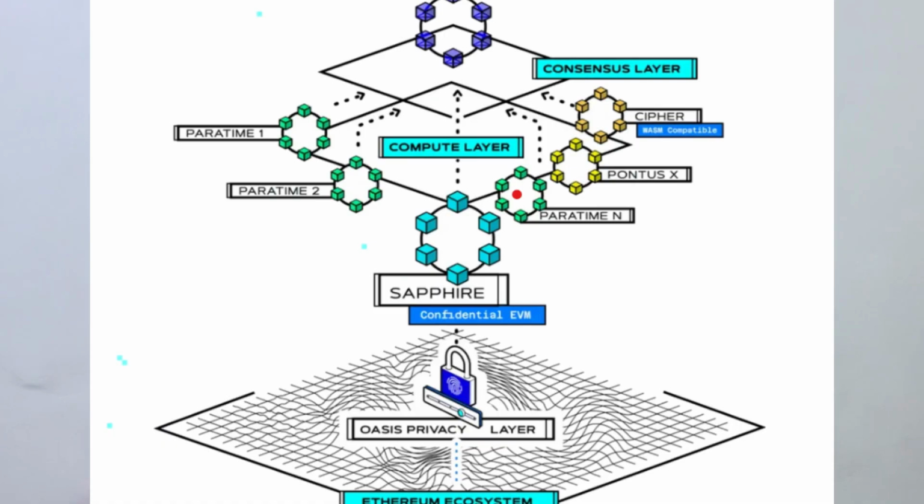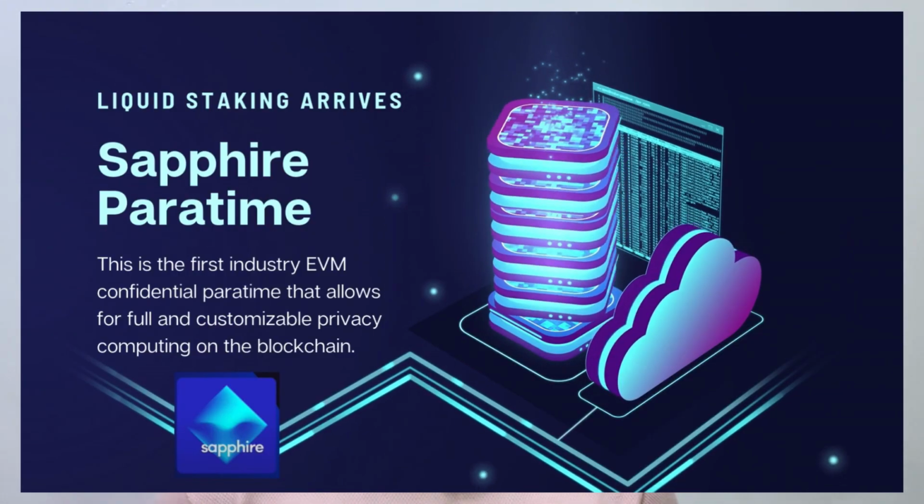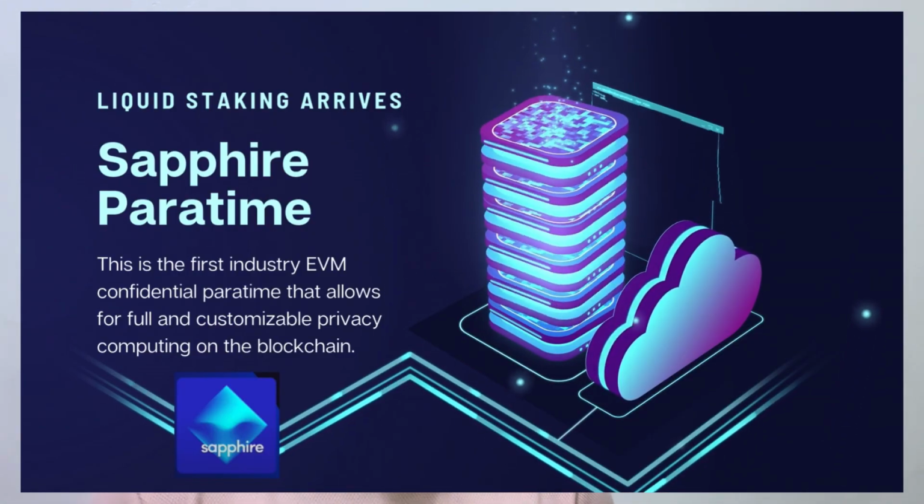Oasis protocol is a modular blockchain with a consensus layer supported alongside several paradigms. For liquid staking, this is happening on Sapphire paradigm, the industry first EVM confidential paradigm. Now, what is liquid staking?